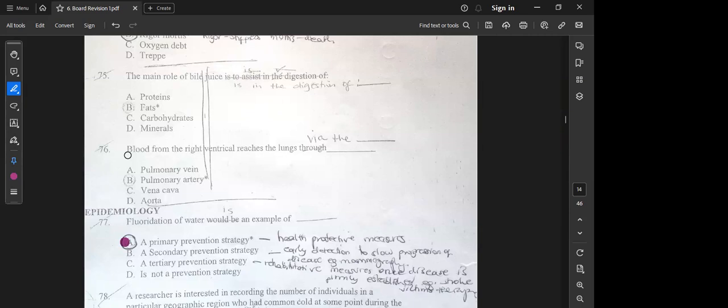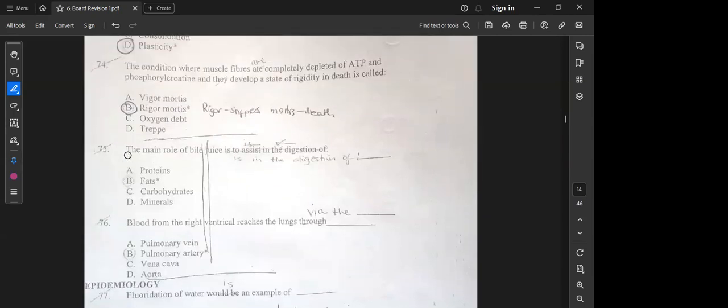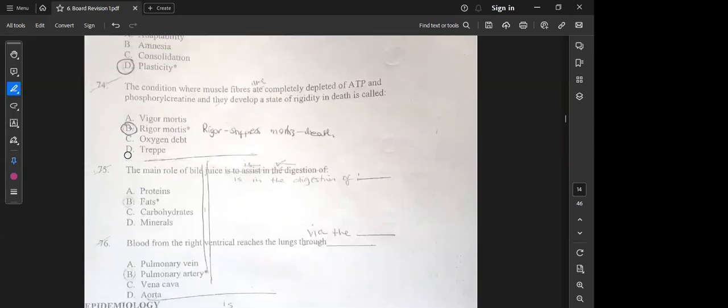So let's finish that part on fluoridation. Yeah. Blood from the right ventricle reaches the lung. How does blood get to the heart? Blood, meaning what brings blood to the heart from the body to the heart? It doesn't cover the pulmonary vein.